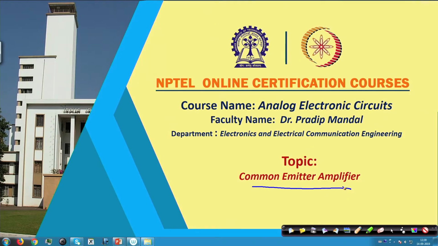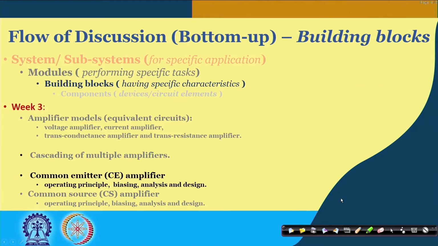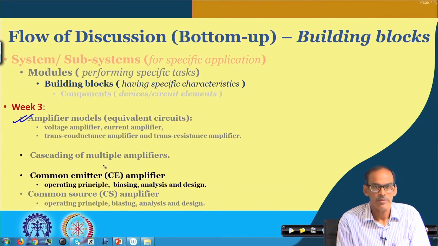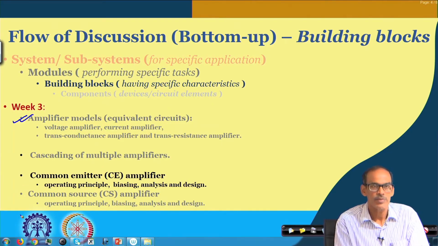So, according to our overall plan, in the overall flow we are in week 3, and in the previous day we discussed the amplifier models: voltage, current amplifier, transconductance, transimpedance, and so on. We also plan to cover cascading multiple amplifiers, but we will do that after we consider some practical circuits like the common emitter amplifier and common source amplifier.